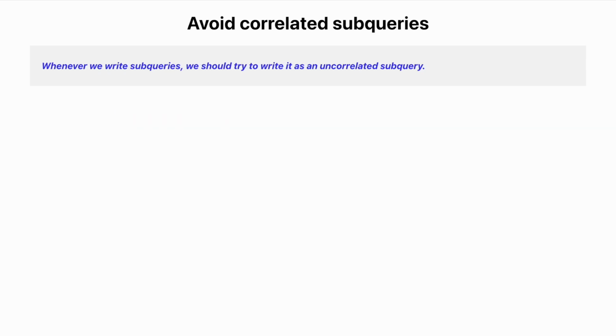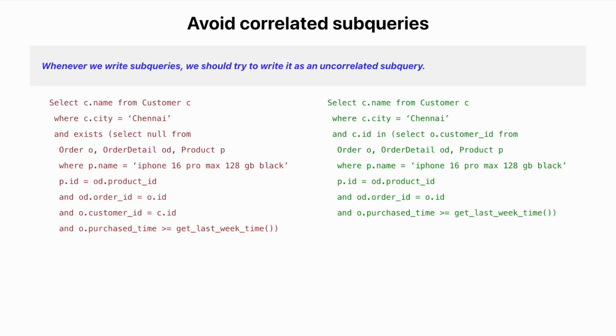Avoid correlated subqueries. Whenever we write subqueries, we should try to write them as uncorrelated subqueries. For example, in an e-commerce website, when we want to list all customers of a particular city who have purchased a particular product in the last week, we can use the select query on the left side. Here there are four tables joined using their IDs, and there are two more conditions for product name and purchase time. This is a correlated query since c.id is accessed in the subquery.